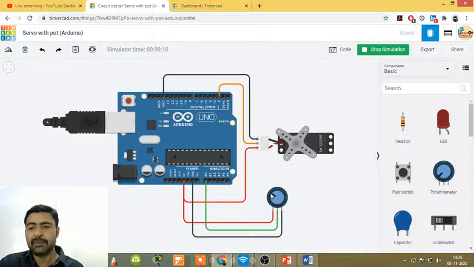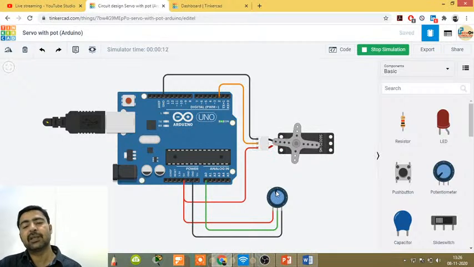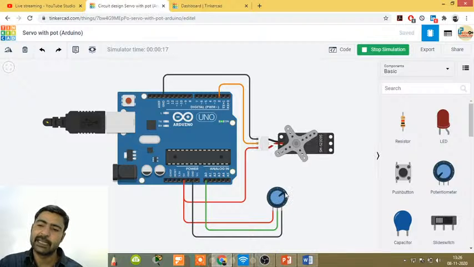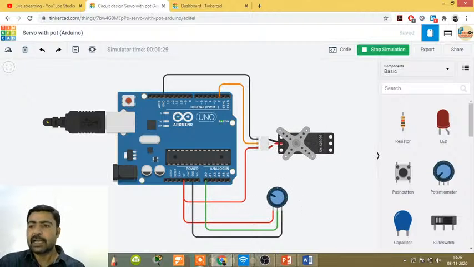Most of the time, these mini servo motors come in the range of 0 to 180 degrees. So what you are seeing here is that when I change the analog value at the input, my servo angle is changing. Like this you can do it.